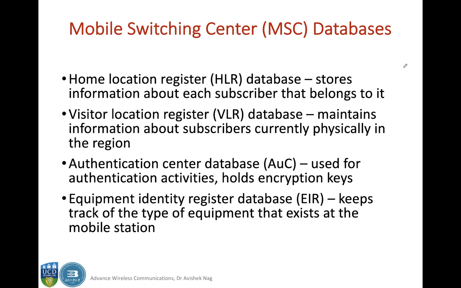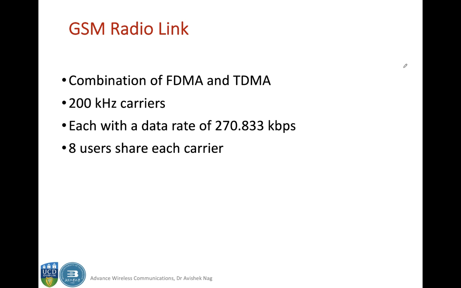The equipment identity register, or EIR, keeps track of the type of equipment at the mobile station, whether it's a cell phone, a tablet, or a PC, etc. Now comes the concept of the GSM radio link. The GSM radio link uses a combination of FDMA and TDMA, and also uses 200 kilohertz carriers, each with a data rate of 270.833 kbps, and 8 users share each carrier.